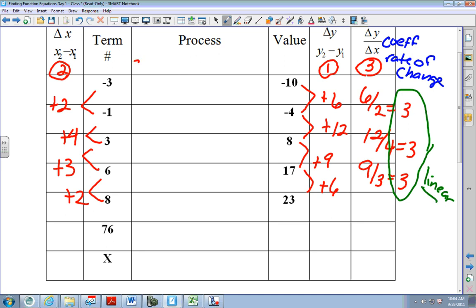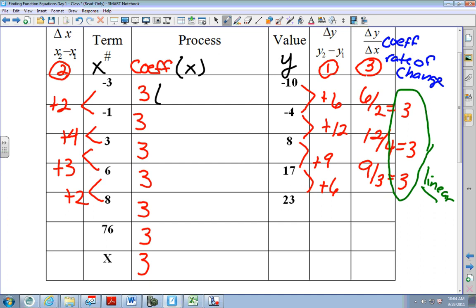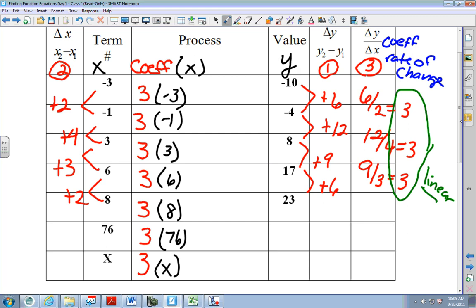Okay, so next up here, my coefficient goes here in the process column. So I have 3 all the way down. Next to the 3, we put the x. Remember, the term number is the x. Value is the y. So I have -3, -1, 3, 6, 8, 76, and x. Okay, well now you have to find the constant. Remember, you have to add or subtract to find the constant.